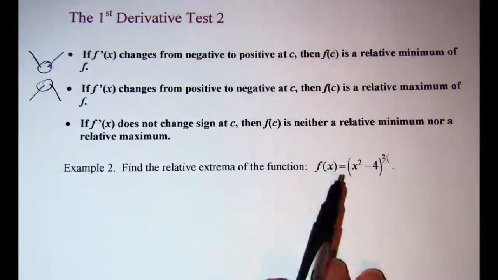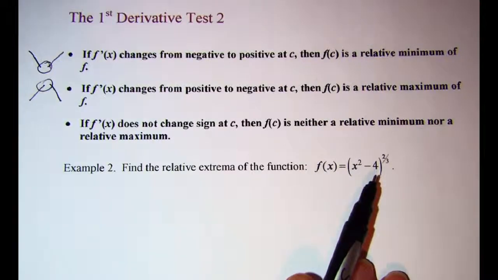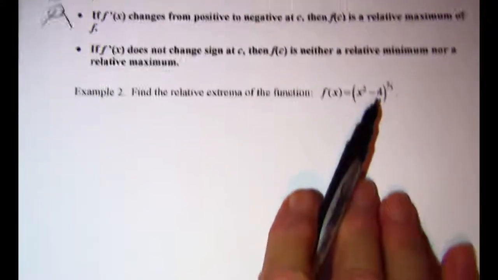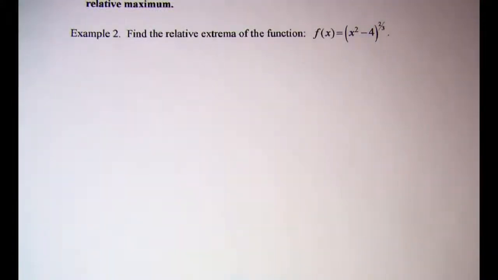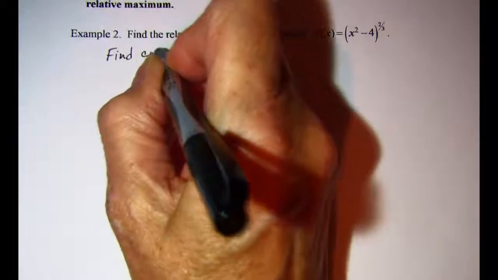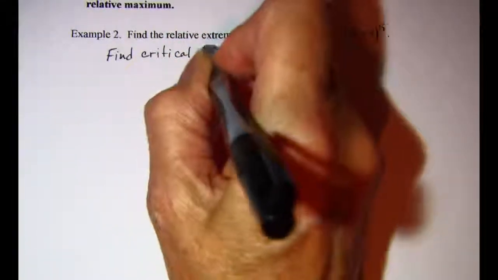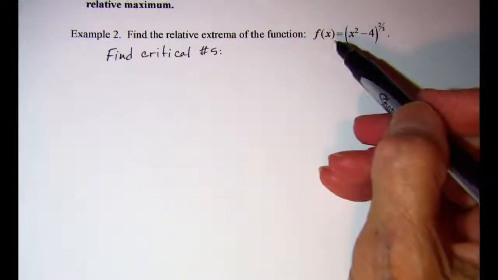In our example that we're going to work with, we're asked to find the relative extrema of the function f of x equals the quantity x squared minus 4, all of that raised to the 2/3 power. Now our first step will be to find the critical numbers. And we do that by first finding the derivative of f.